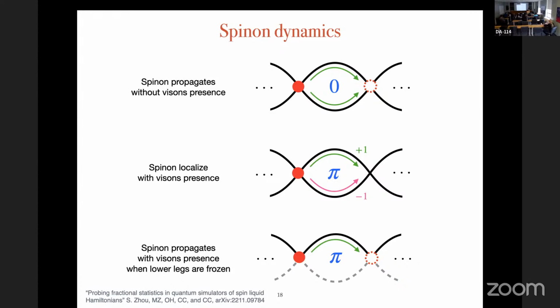Because if it is, then those 2 situations should give you very different phenomena. In the middle one, one should observe spinon localization. In the bottom one, one should observe the spinon just propagate. However, if the states you realize in the quantum simulators are not Z2 quantum spin liquid, those 2 situations should give you the exact same results, which is the spinon propagating along the whole chain.